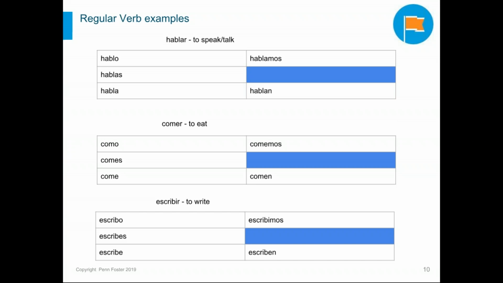And the same would go for the other two verbs as you see there. Same two-step process, dropping the infinitive, adding the endings. Now, since comer and escribir are ER and IR verbs, they're going to take a different set of endings, the ones that were on the right side of the previous slide. And if you notice, top right of comer has that EMOS ending since it's an ER verb, as opposed to escribimos, which has the IMOS ending since its infinitive is an IR verb.